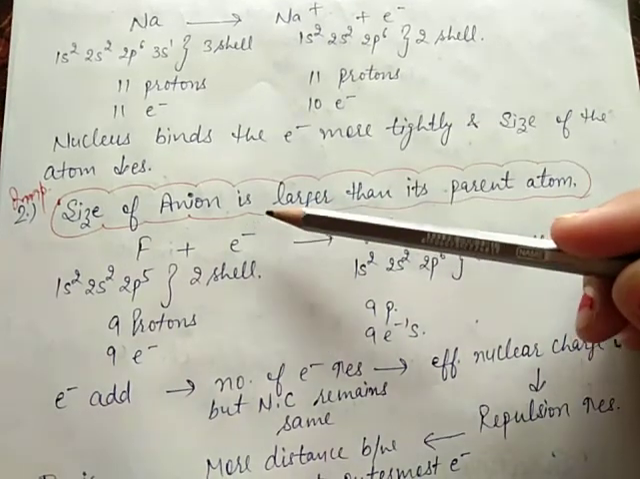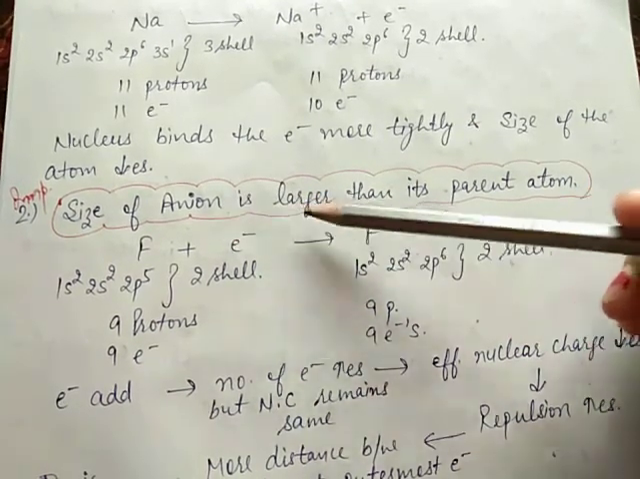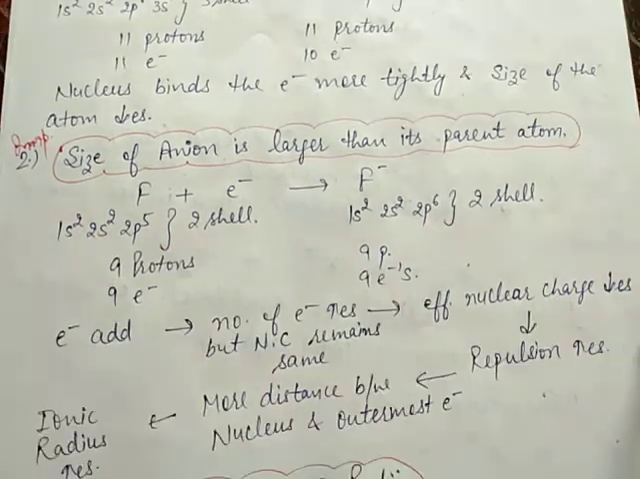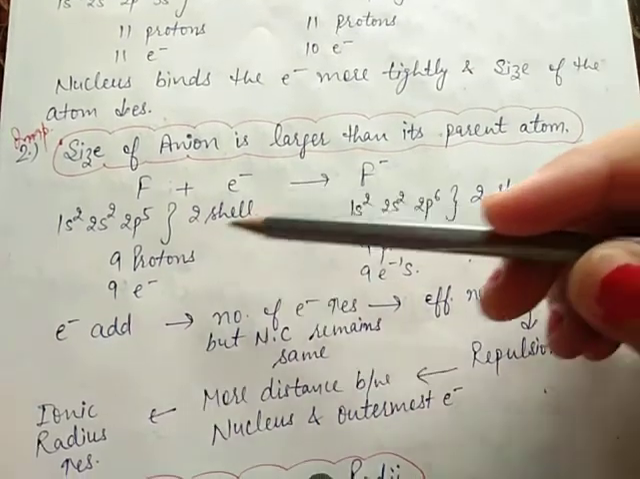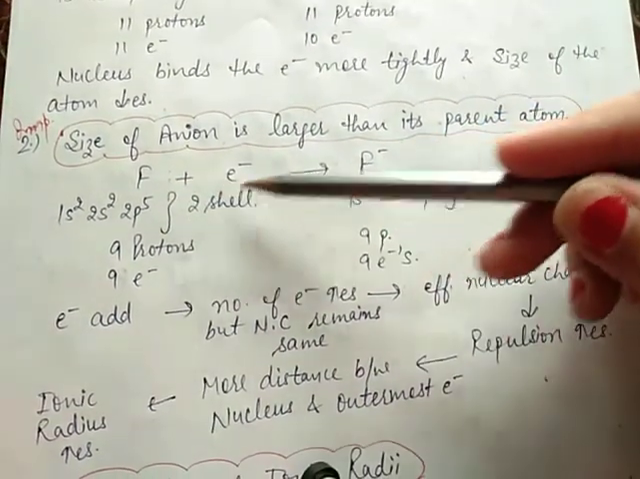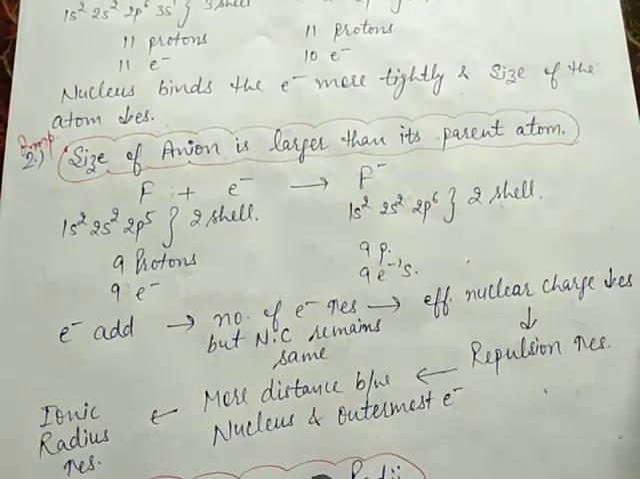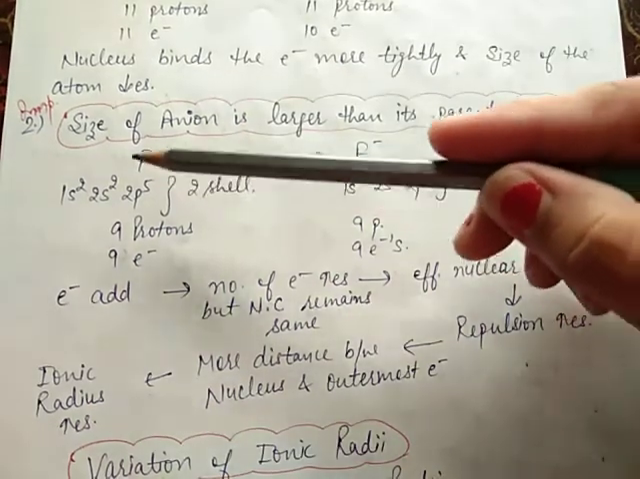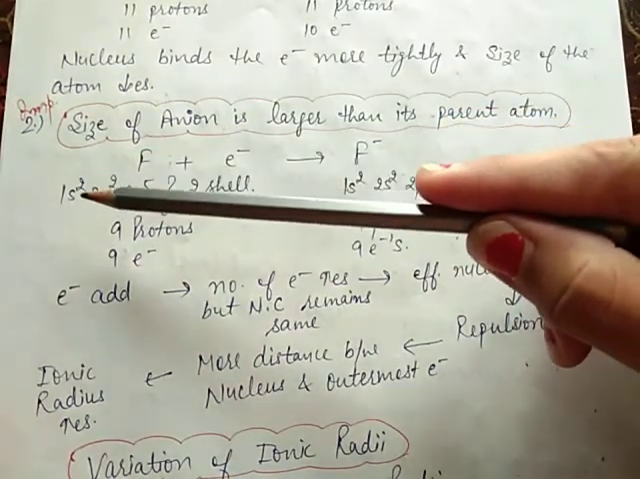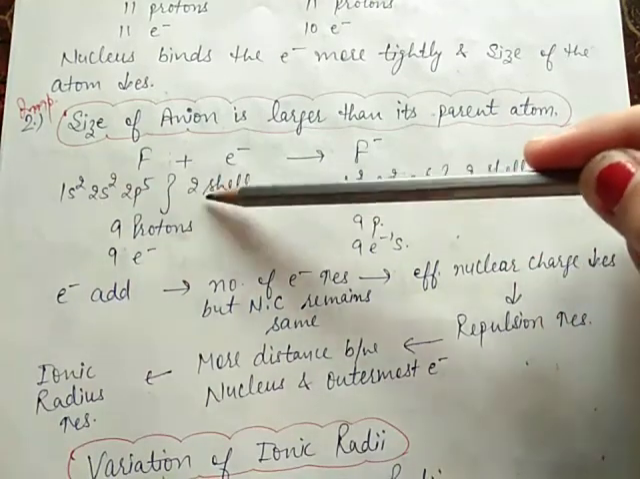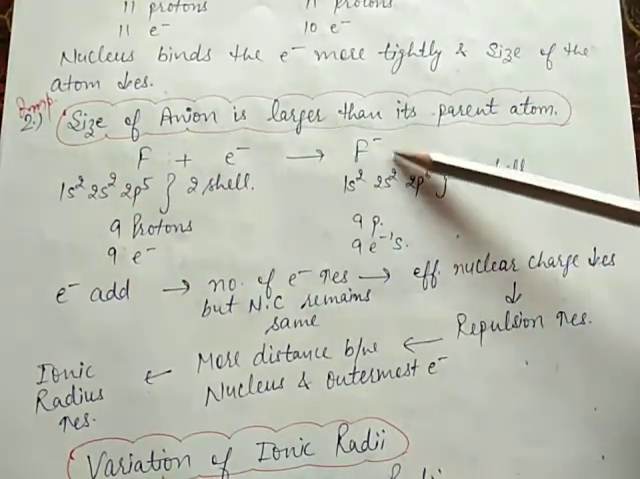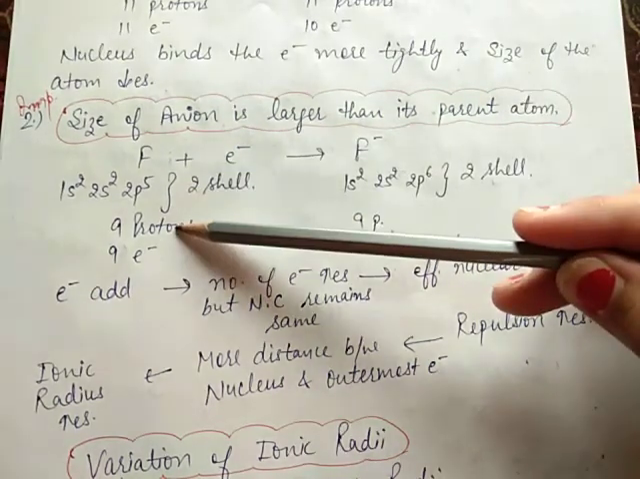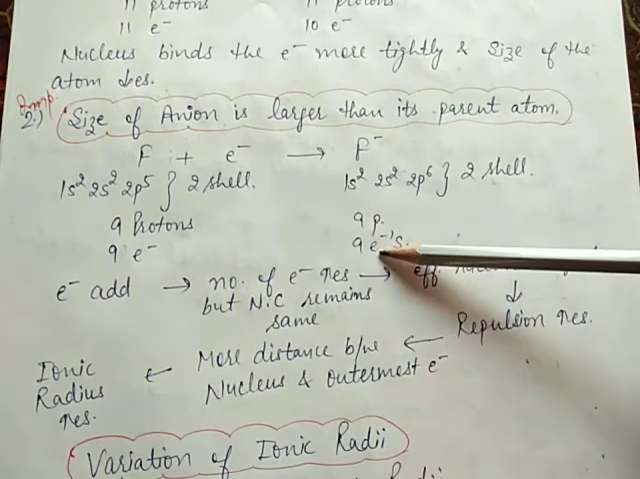Now next is a very important question. The size of an anion is larger than its parent atom. Here we take one example. Fluorine, after gaining 1 electron, will form F negative ion. Fluorine is the parent atom, meaning a neutral atom. Its configuration is 1s2, 2s2, 2p5, meaning 2 shells are present here. F negative is 1s2, 2s2, 2p6, here also 2 shells are present. It has 9 protons and 9 electrons.